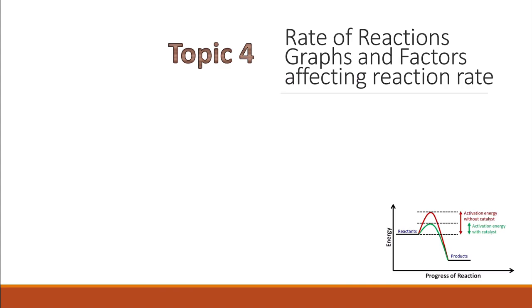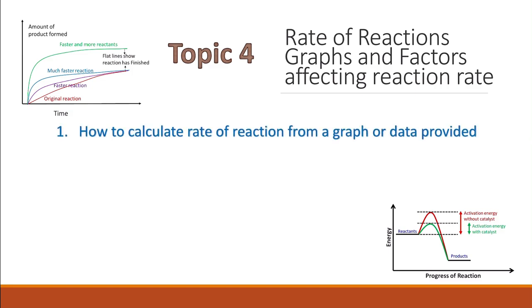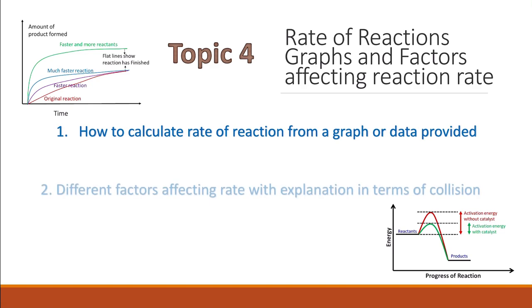Topic 4 is the rate of reaction graphs and factors affecting the rate. You should be able to calculate the rate of the reaction from a graph or the data provided. They might ask you to draw the tangent at a certain point to calculate the rate of the reaction from the graph. You only need to calculate the gradient of the tangent at that particular point.